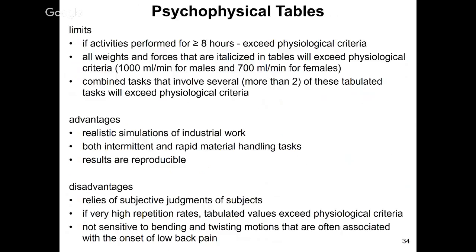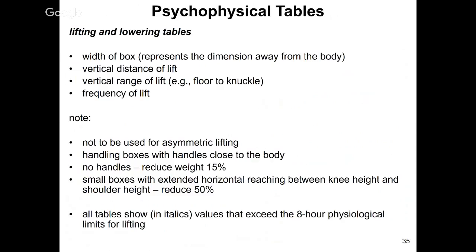A little bit less so with the NIOSH lifting equation, but for the others, REBA, RULA, and the QEC, there's subjectivity involved, and that makes it hard to be reproducible. If you have high repetition, you're going to exceed criteria, and it is not for asymmetric tasks. So we are interested in the width of the box, the vertical distance of the lift, the range of the lift, and the frequency of the lift with these psychophysical tables.